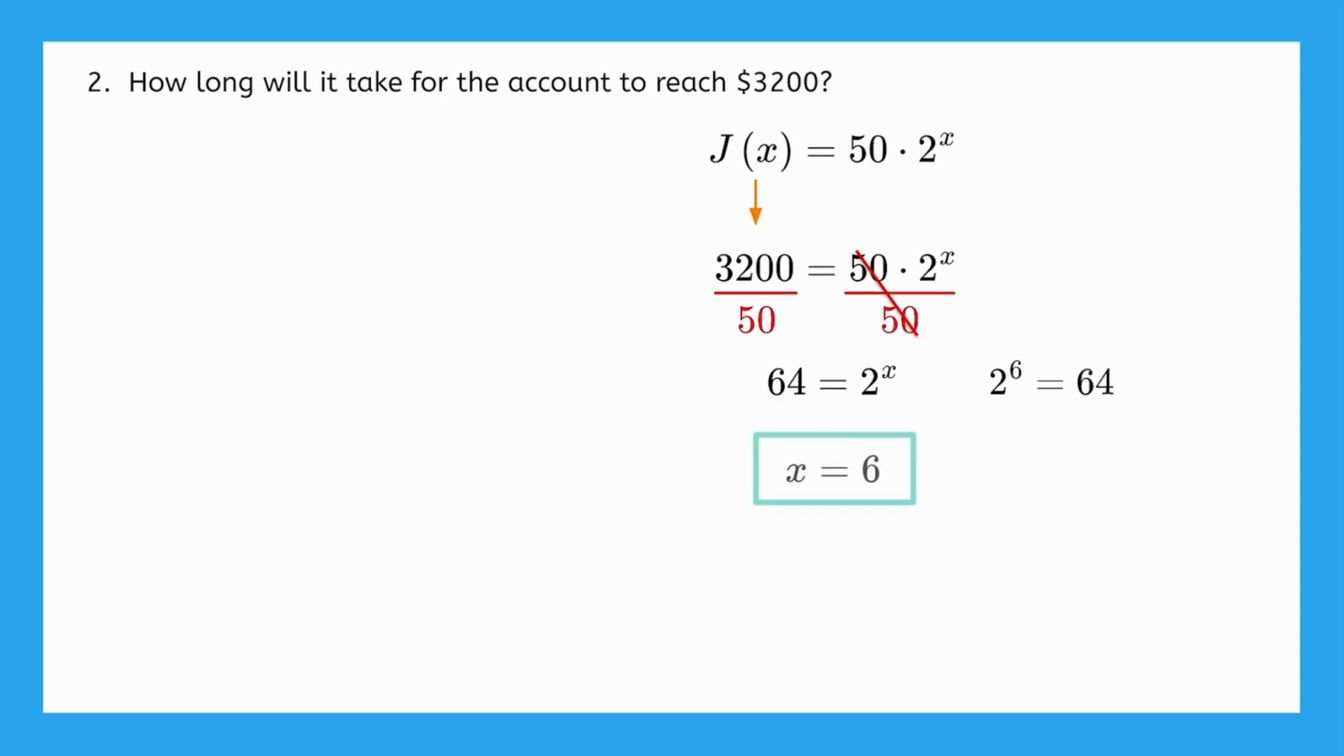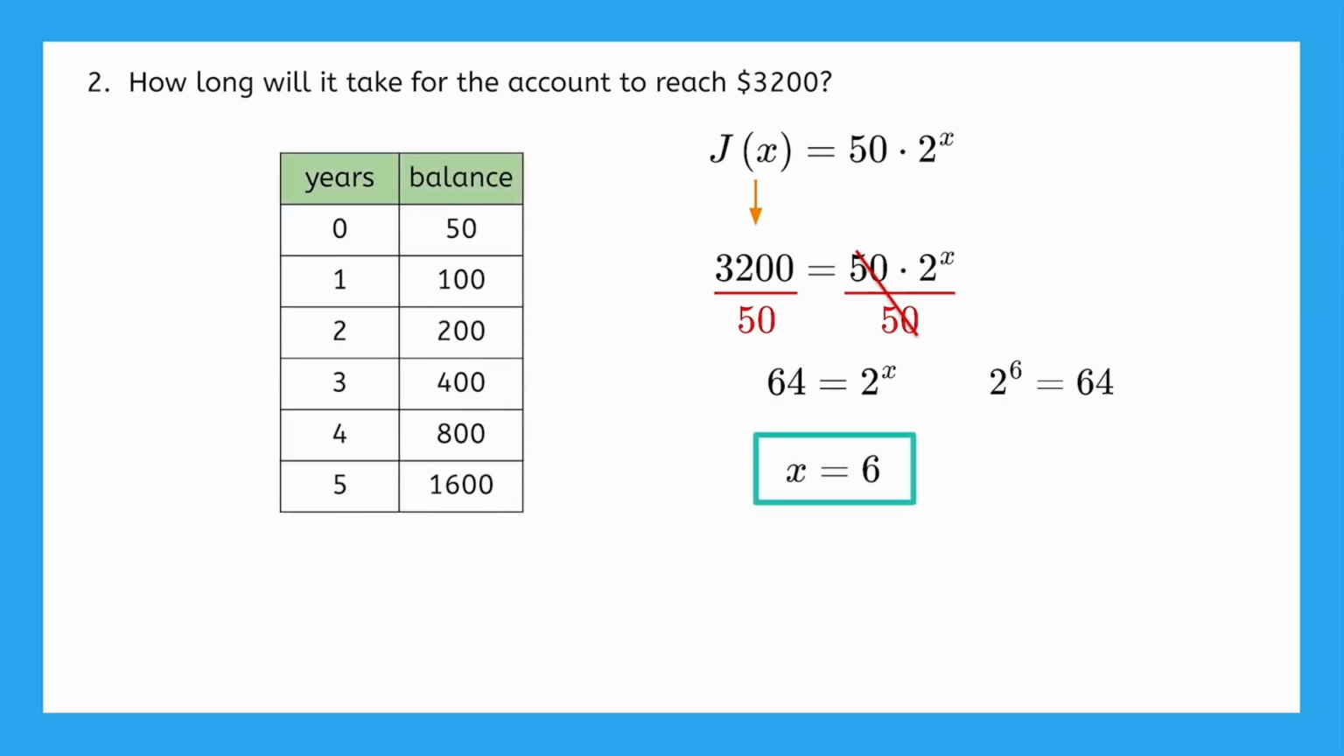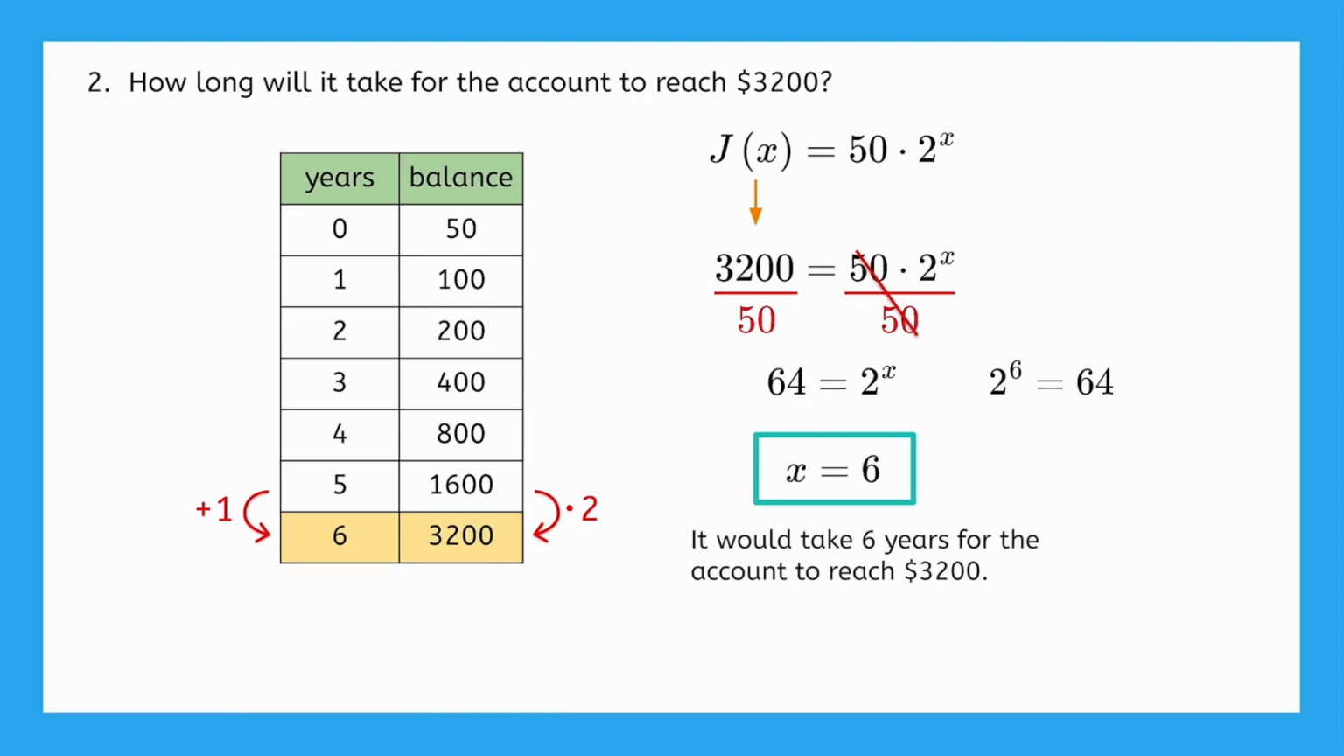We can confirm this with our table by taking year 5 and increasing by 1 more year, which doubles the 1,600 and results in the 3,200 we needed. Therefore, it would take 6 years for the account to reach $3,200.